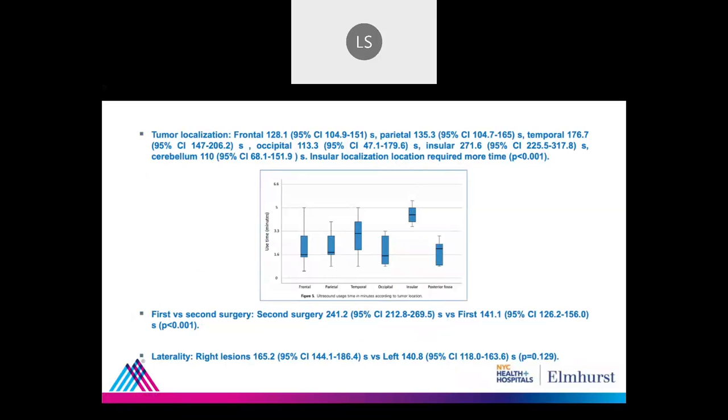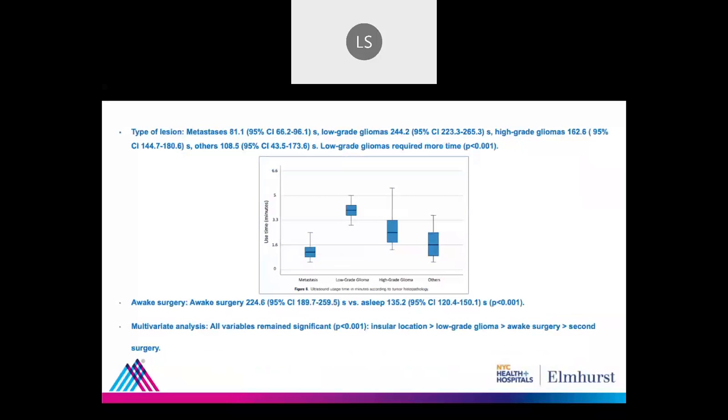Second surgeries also require more time to visualize the lesion and to assess the borders. Laterality didn't have any impact. For the type of lesion, low-grade gliomas require more time, and this is because the borders are not that well defined. As you know, low-grade glioma is a diffuse disease, right? And awake surgery also requires more time.